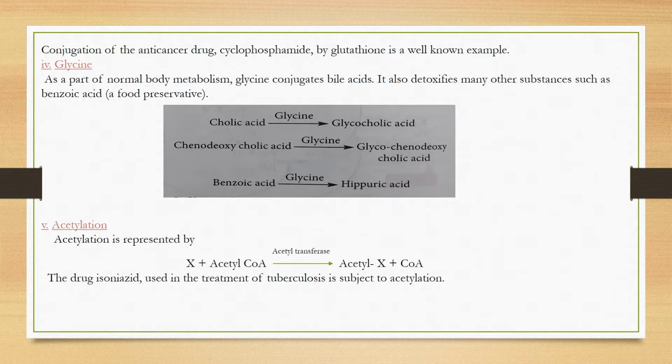Next is acetylation. In this reaction, X is the xenobiotic, the enzyme is acetyl transferase, and acetyl CoA is the acetyl donor. A number of drugs are detoxified by acetylation. The drug isoniazid, used in the treatment of tuberculosis, is subject to acetylation.